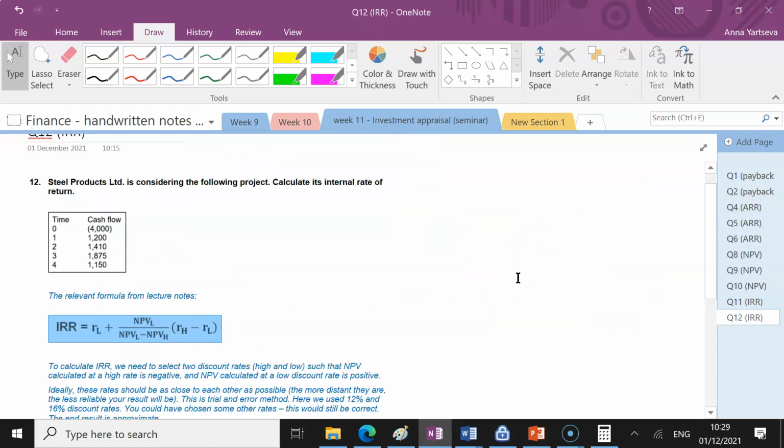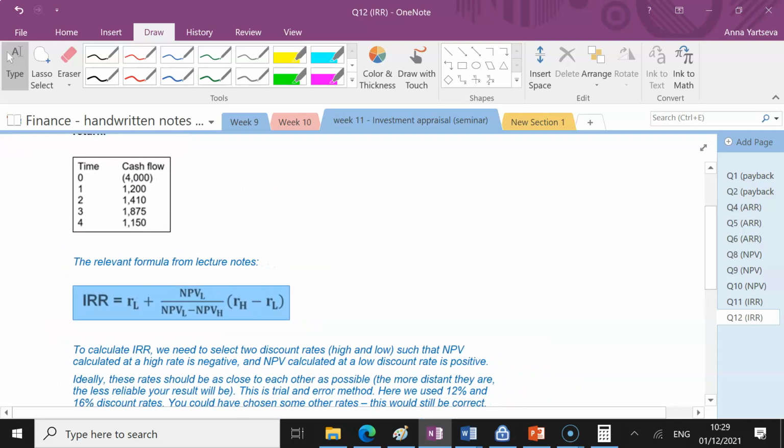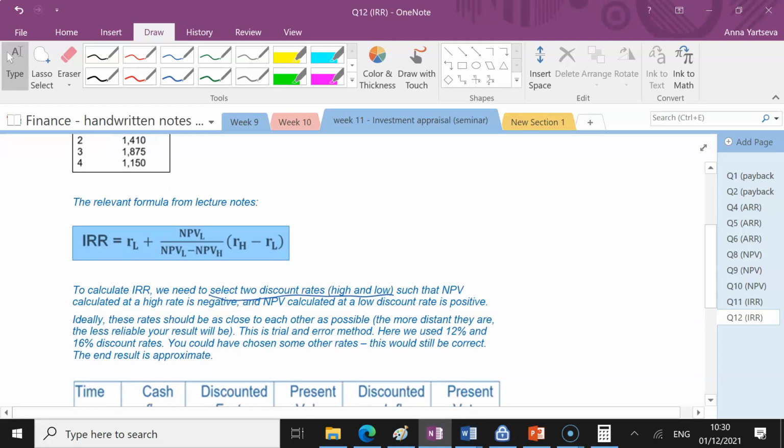Next question. The company is considering the following project, calculate the internal rate of return. Here we are not given numbers, we need to do it ourselves. This is the same formula which we'll need to use. So the process involves selecting two discount rates, trial and error method. Just select two numbers, 5 and 10%, 5 and 15%, 3 and 20%, any numbers. Strictly speaking, the closer they are, the more accurate your result will be.